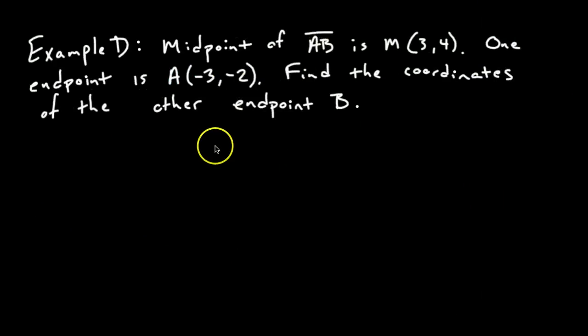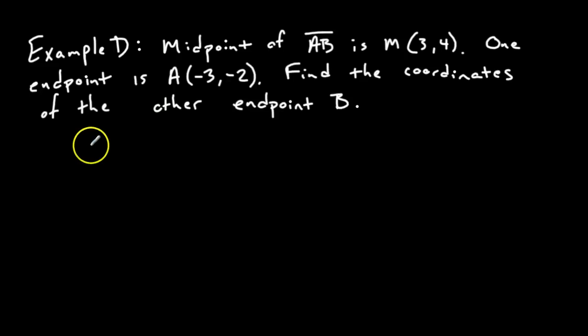Alright, a little bit tougher on this one here. So now we've got a midpoint of AB is M. So now we know the midpoint, and one endpoint is A, which is (-3, -2). Find the coordinates of the other endpoint. So this time around we actually know what the midpoint is and we're finding the other point.